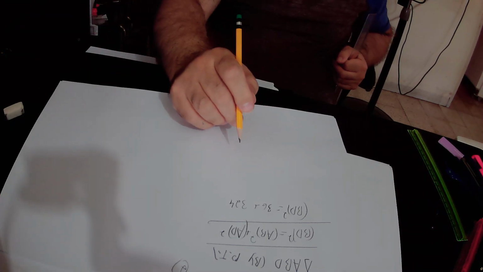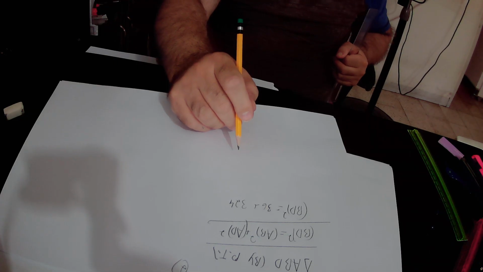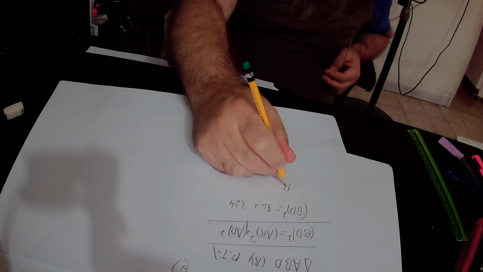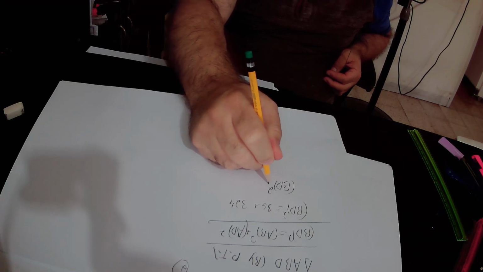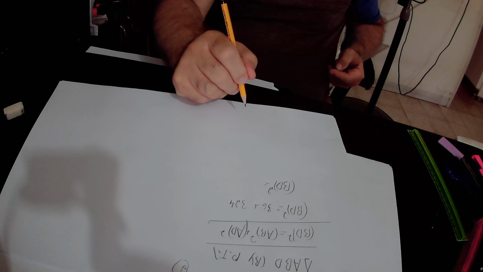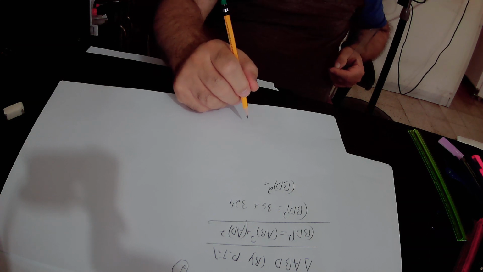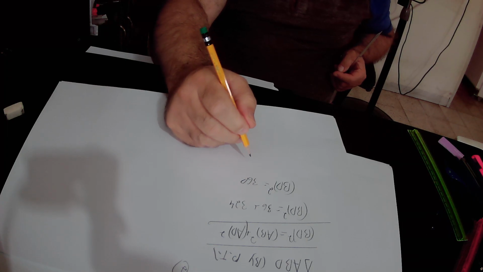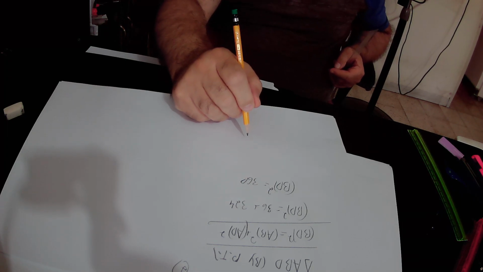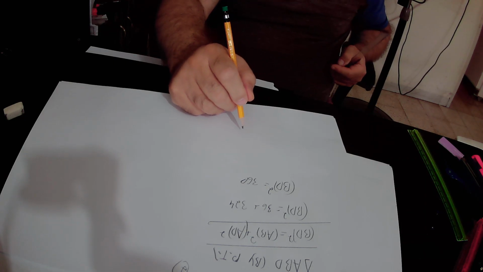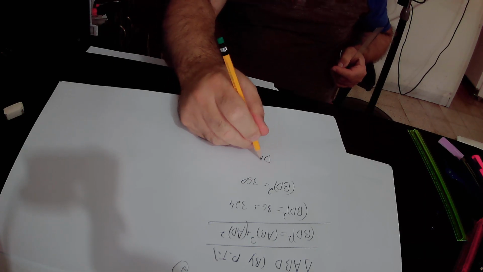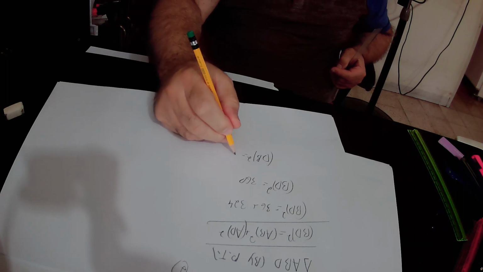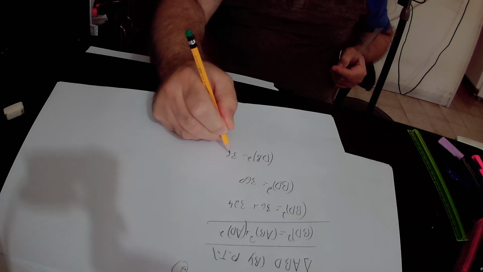So in conclusion, we found out that BD squared equals 36 plus 324. So BD squared equals 360. BD squared equals 360, or we can write here that BD squared, or DB squared, equals 360, which is 36 times 10.